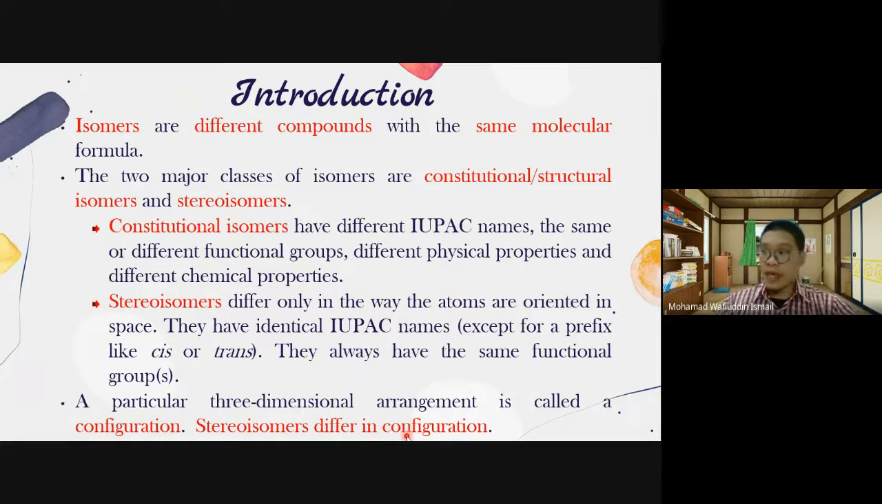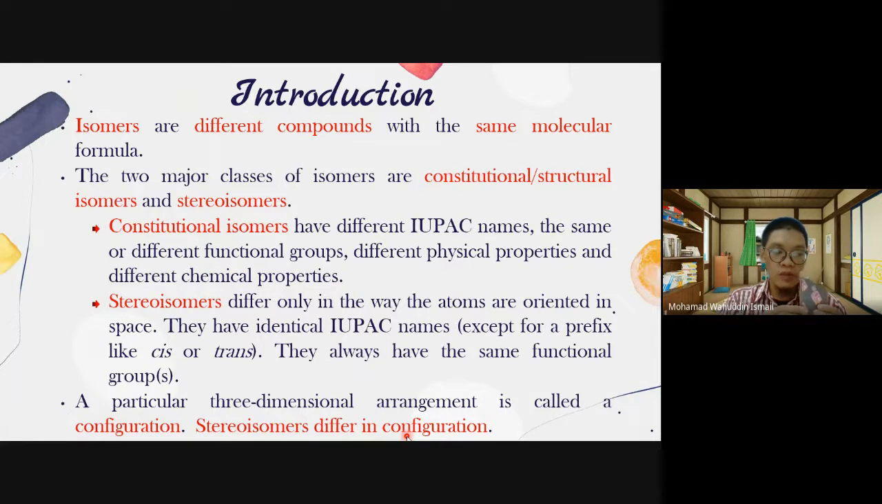For example, we have a telephone here. Maybe one side is A and the other side is B. So basically these two are the same phone, but the way it faces you, the front you see, is different. So that is stereoisomers. That's the difference between constitutional isomers and stereoisomers.